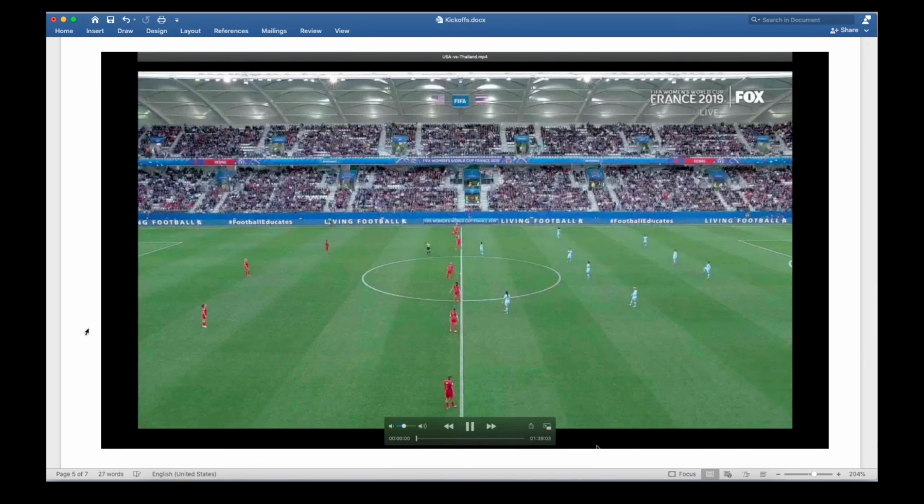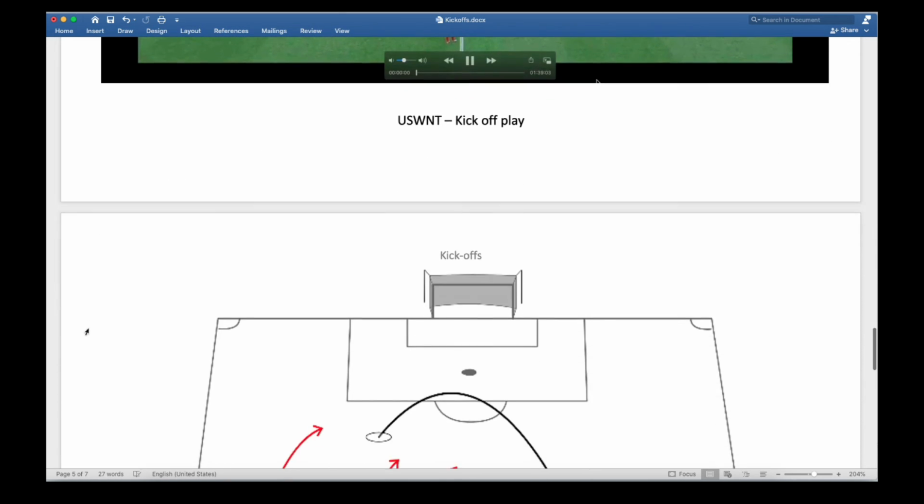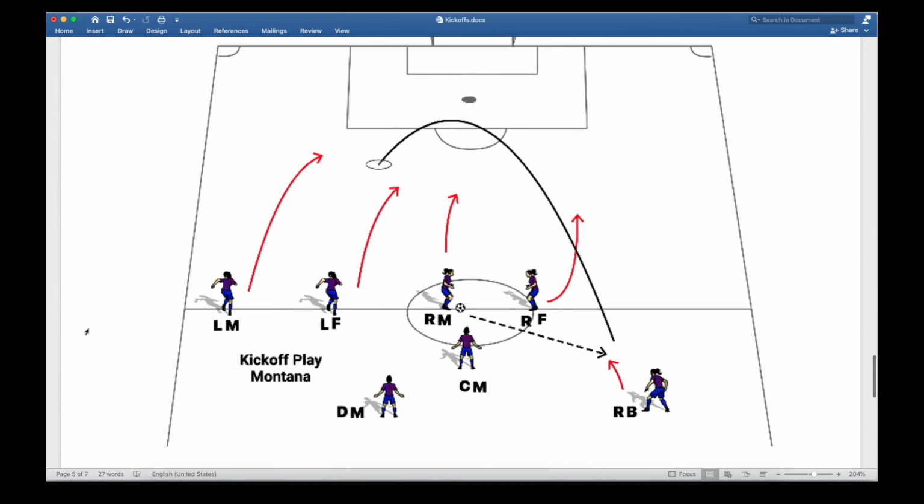It's dangerous in that you're committing yourself, because if they counter really quickly, you don't have the defenders back. But that's something you can take into consideration.